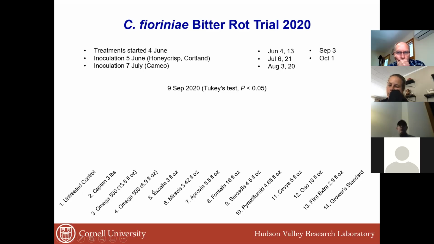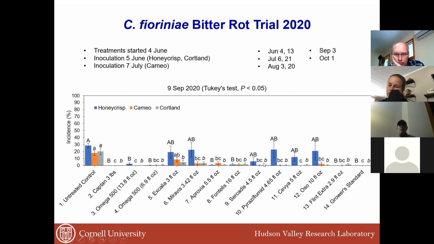So we can see how that one chemistry throughout the whole season can hold the fort against infection by Colletotrichum fioriniae, as the most dominant cause. We inoculated this plot with this pathogen only, and then we sprayed 8 times each of these chemistries. The most interesting thing was that when we rated the disease on September 9th, the blue bars show the Honeycrisp incidence, and we didn't see much difference there, which indicated to us that likely the drought during June and July did not favor this pathogen to really set in.